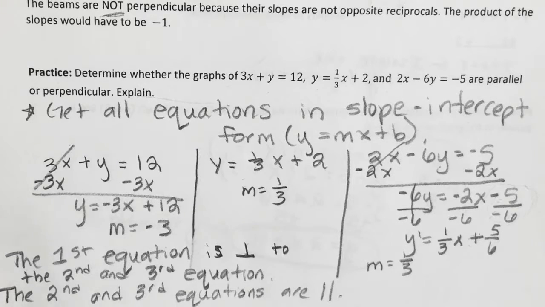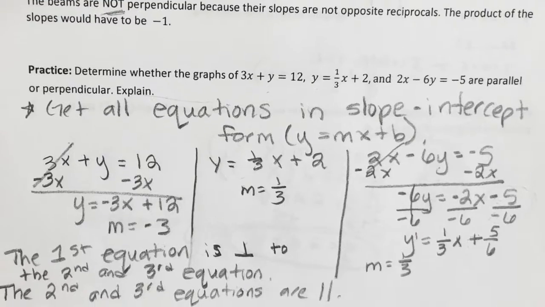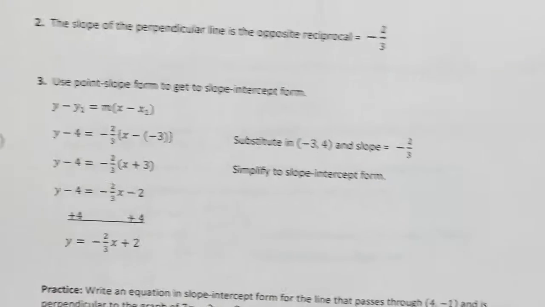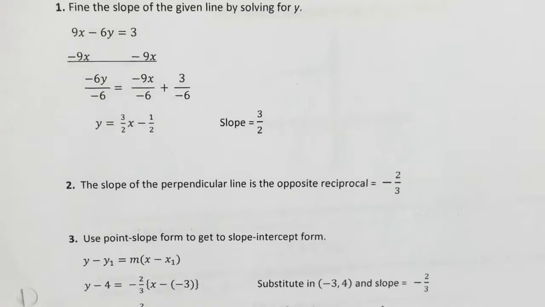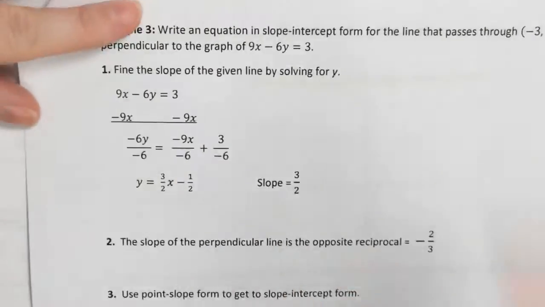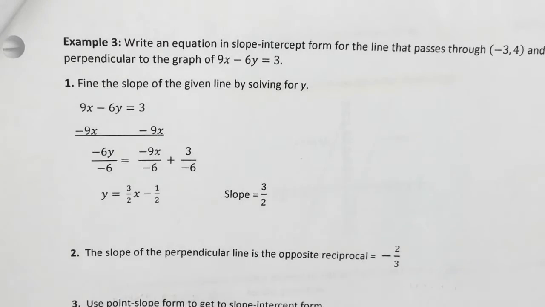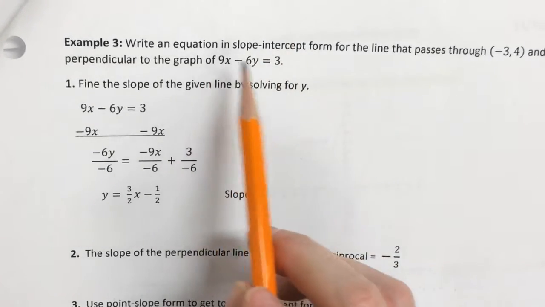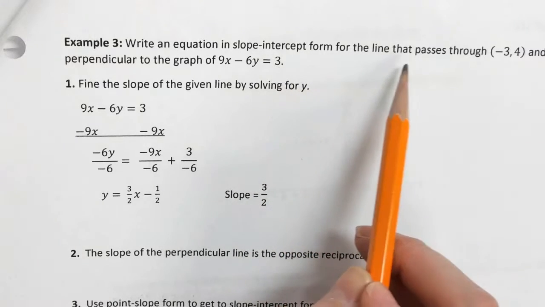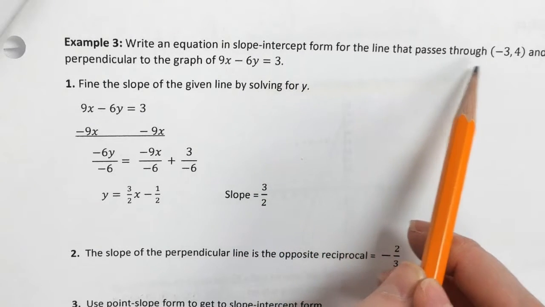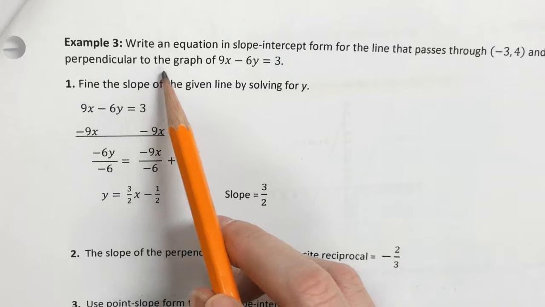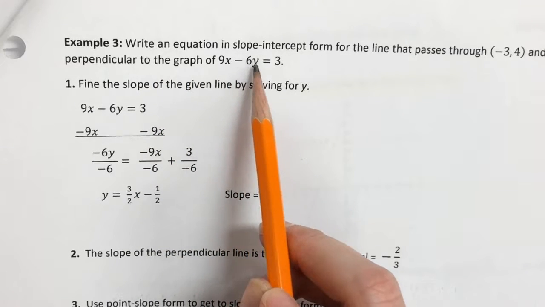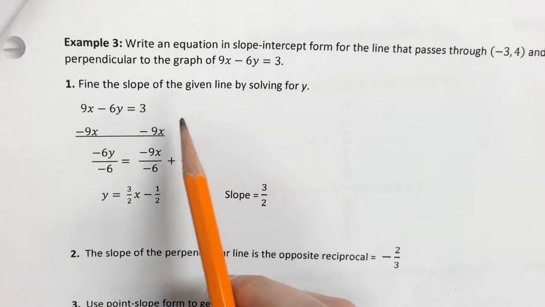Okay, any questions on this problem? It kind of takes a few minutes to do, but it's not that bad. Alright, the last example, we're going to be writing equations that are perpendicular to another equation. It says, write an equation in slope-intercept form for the line that passes through negative 3, 4 and is perpendicular to the graph 9x minus 6y equals 3.